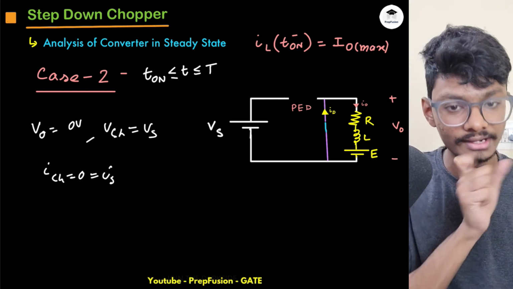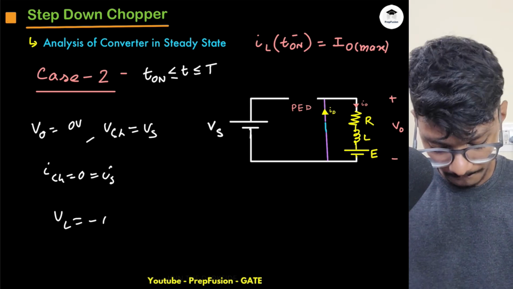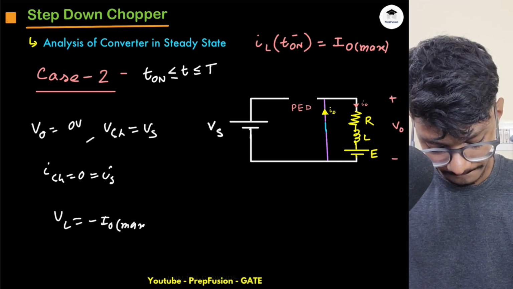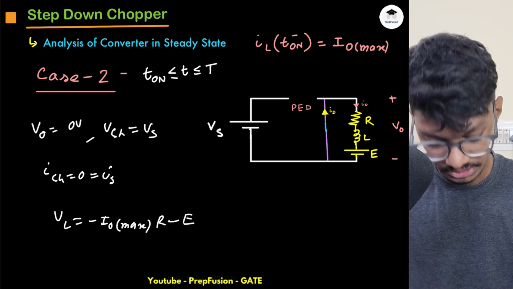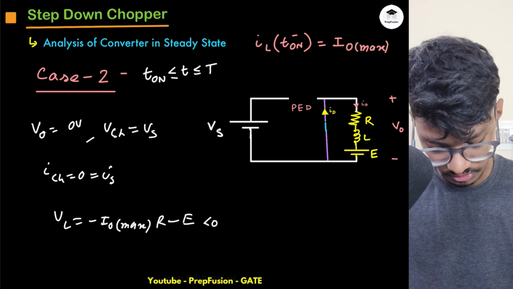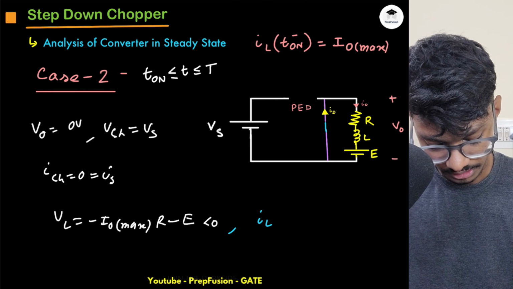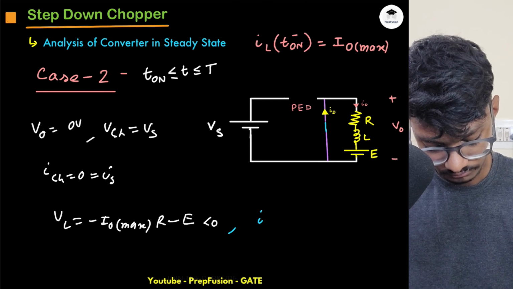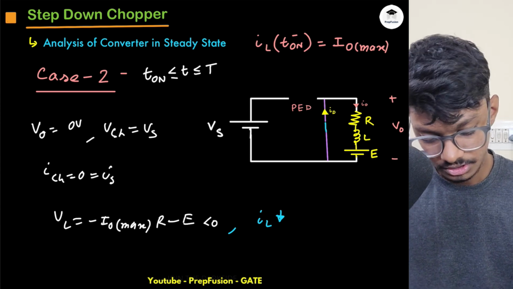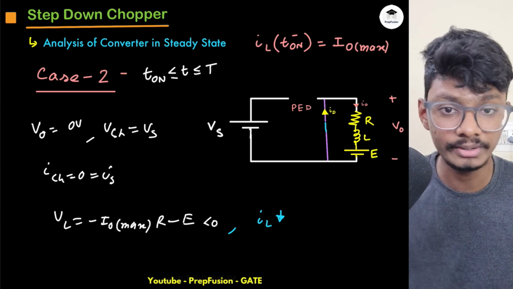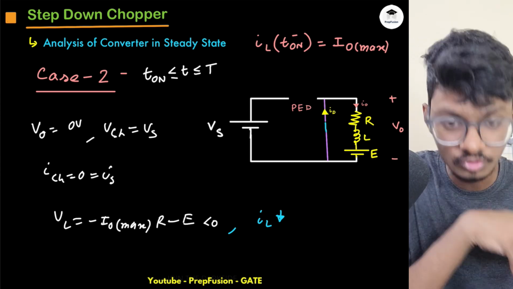But what about the inductor voltage this time? If you observe, as VO is 0, the inductor voltage is simply minus IO max into R minus E. So it is overall negative voltage, so obviously it is less than 0. As it is less than 0, IL is reducing. It will reduce to IO minimum, but actually the inductor will behave as if it wants to reduce to 0 current.